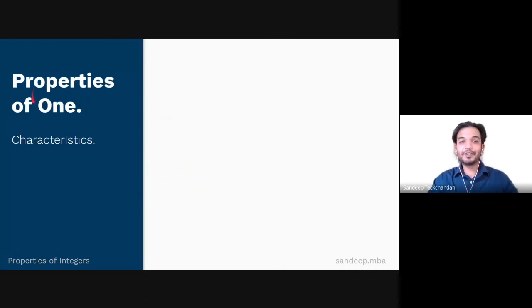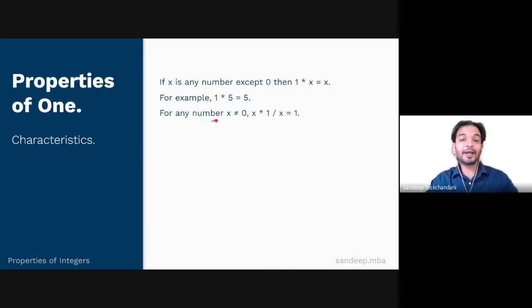In this slide, we will study the properties of a very interesting number. That number is 1. If x is any number except 0, then 1 times x will give you x. 1 times 5 will give you 5. For any number x not equal to 0, x times 1 upon x is equal to 1. For example, 5 times 1 upon 5 is 1, and 5 divided by 5 is equal to 1.